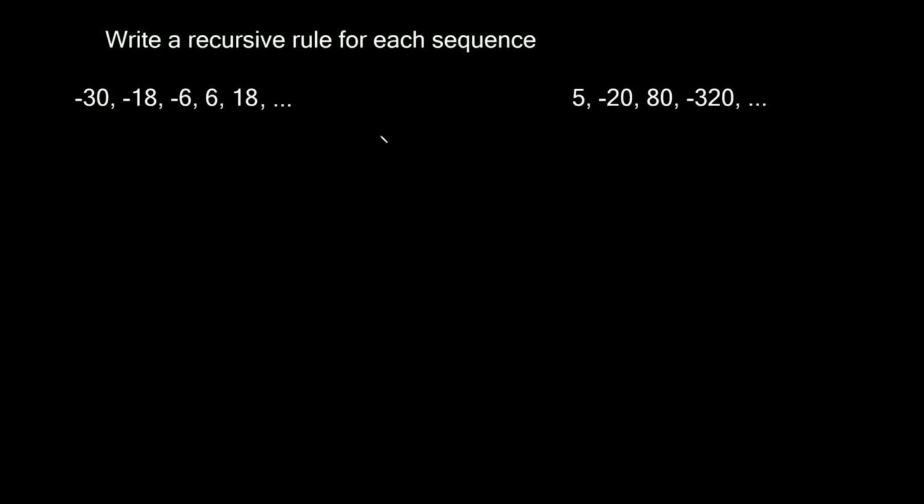All right, so this one's basically going to be the opposite of the last one. This one says write a recursive rule. So we basically start with a sequence and then we just have to write a rule for it. All right, so let's start with this one right here. So the first thing we have to do, since we already know it's recursive, right?